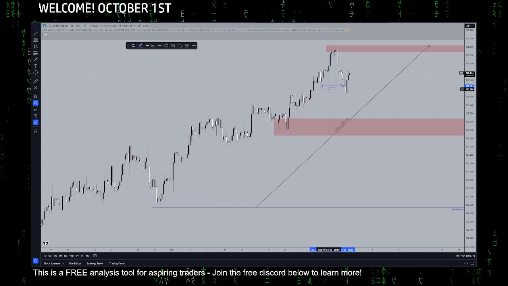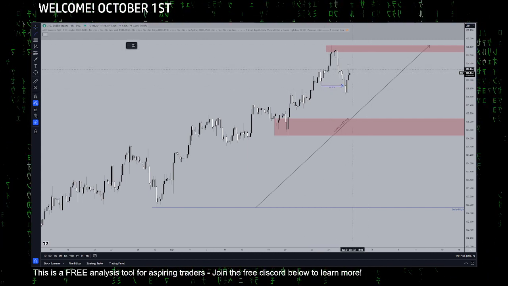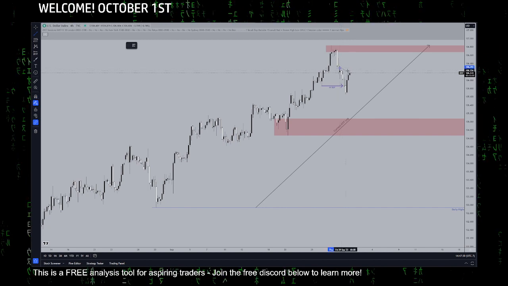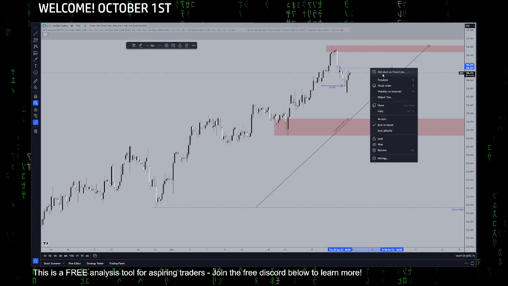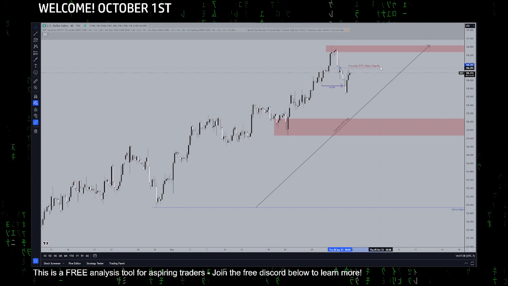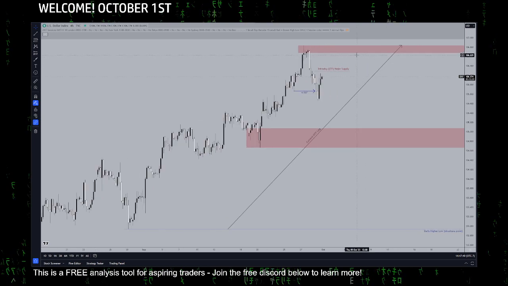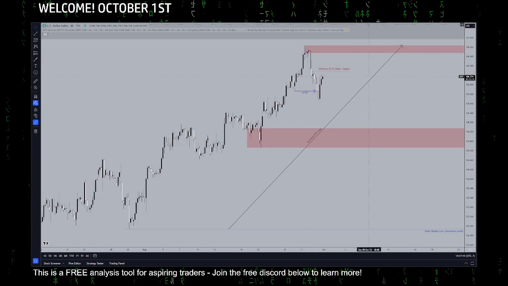We have a 4-hour break of flow here. And then I'm also going to just mark out the current major supply of this bearish push that created that 4-hour break of flow there. Something like that. Okay. So a couple of things.